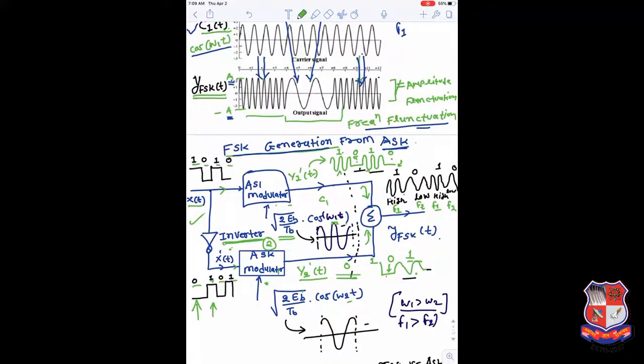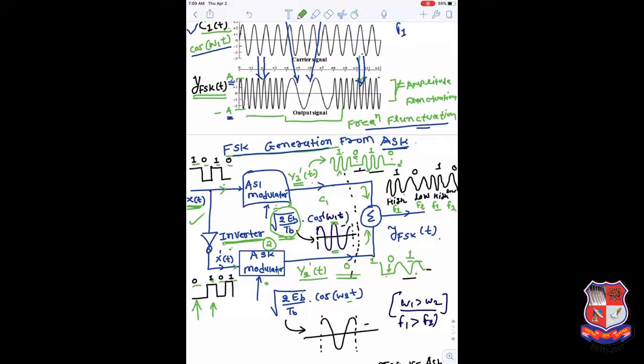Here in this signal we will give the input as x of t, and x of t is the original signal, which is a bit stream of 1010. In this ASK modulator, the second input is the carrier signal 1, which can be represented as square root 2 Eb by Tb. So this shows the amplitude, and the carrier signal is cos omega 1t. That can be represented in graphical form like this. So both will be multiplied here, and finally we are getting y1 dash of t, which is the output of the ASK modulator.